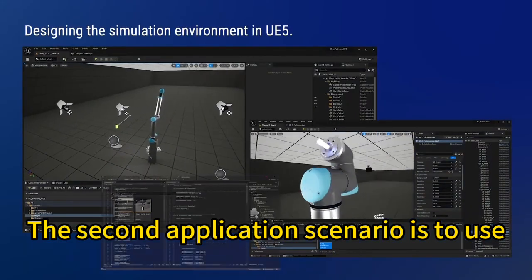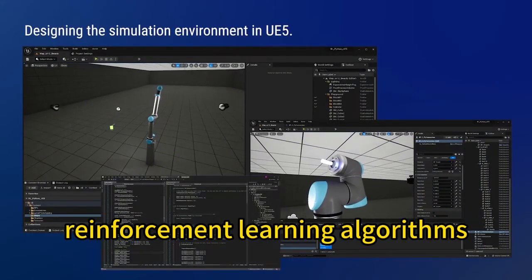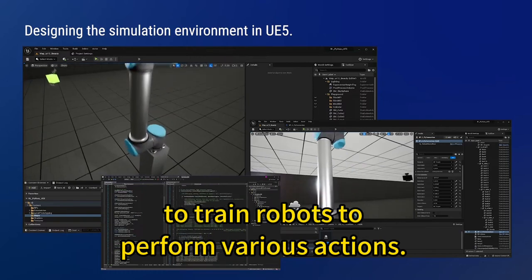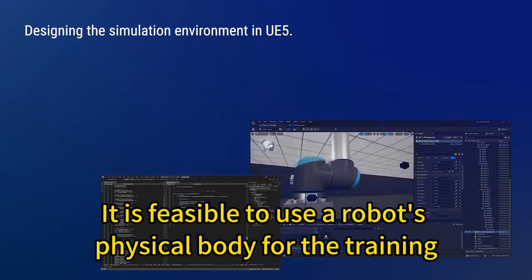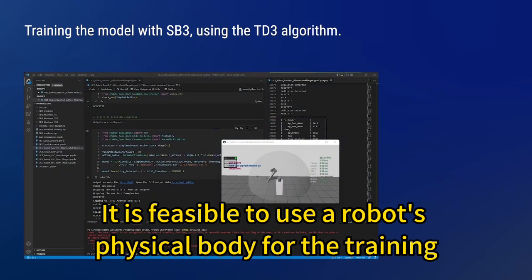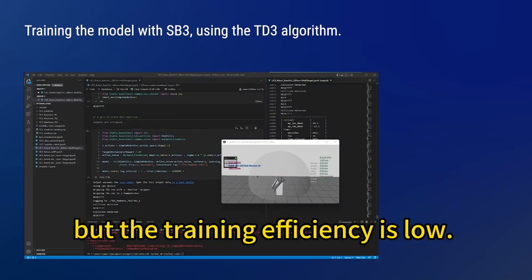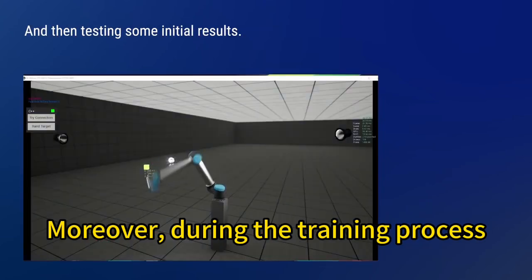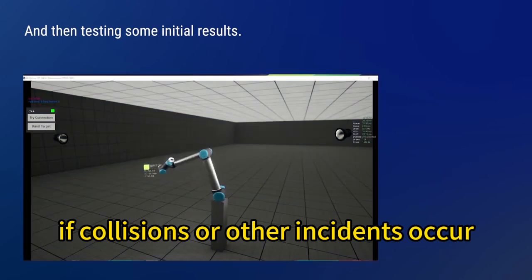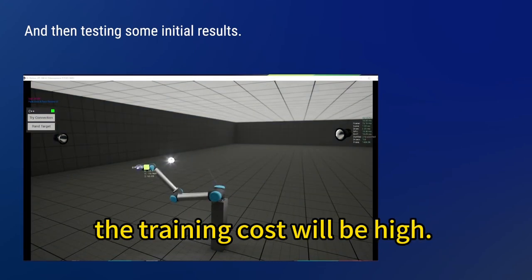The second application scenario is to use reinforcement learning algorithms to train robots to perform various actions. It is feasible to use a robot's physical body for the training, but the training efficiency is low. Moreover, during the training process, if collisions or other incidents occur, causing damage to the robot, the training cost will be high.